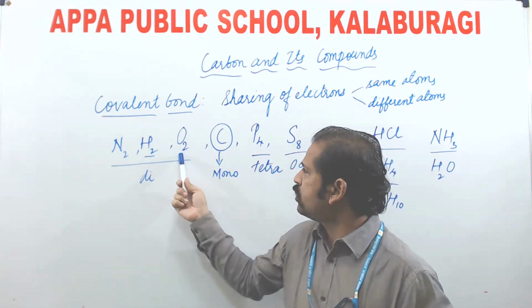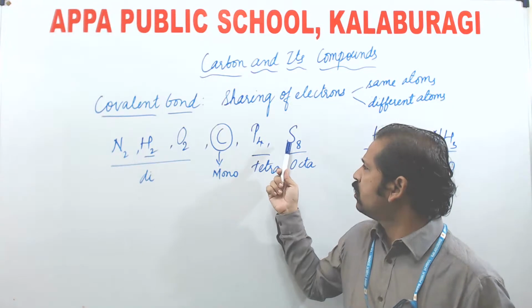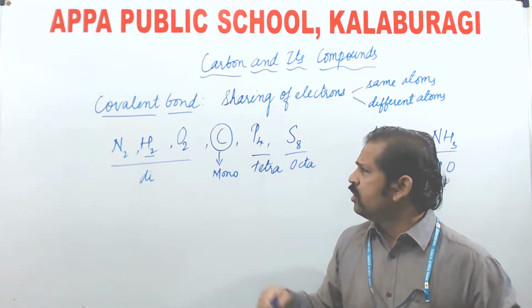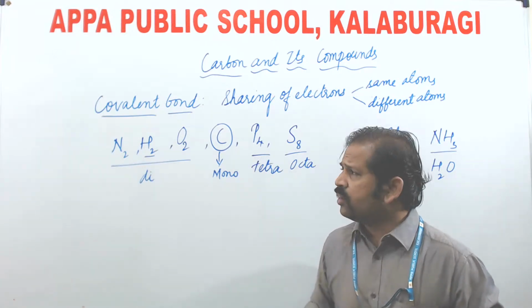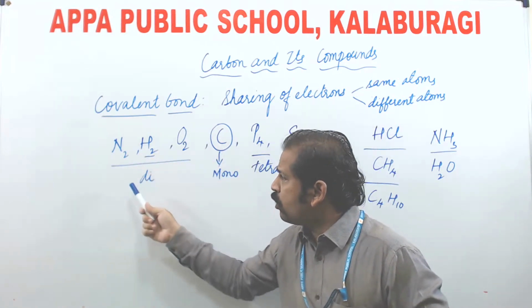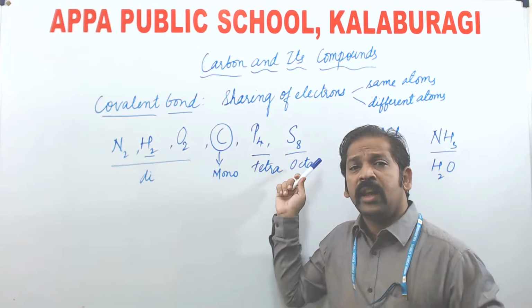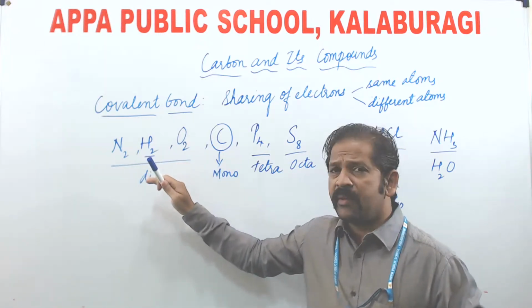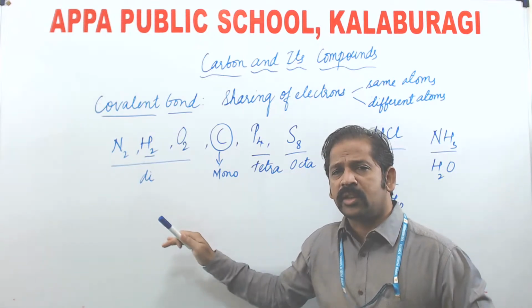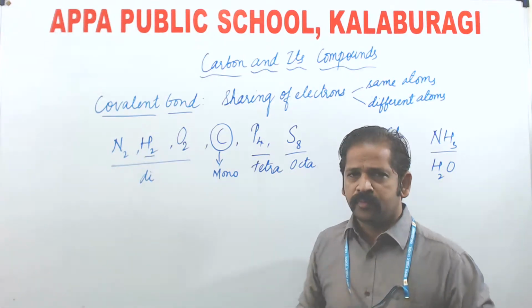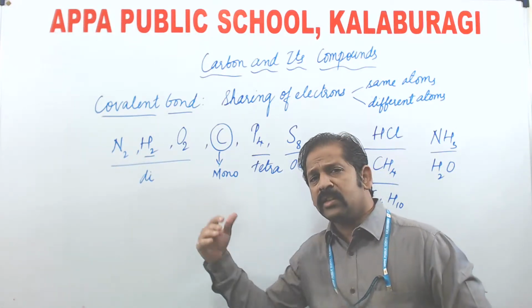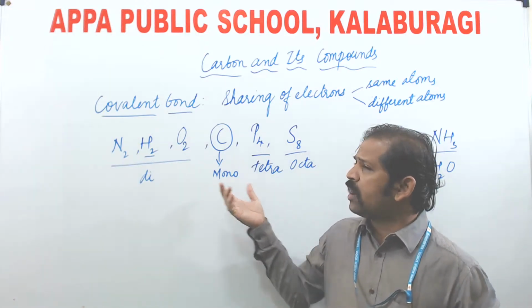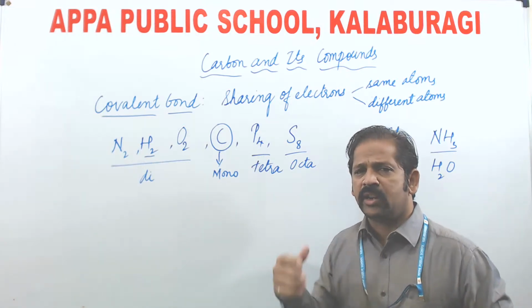Nitrogen, hydrogen, oxygen, carbon, phosphorus, sulfur, they all receive electrons. When they join with each other, they share electrons, because these all have a small number of electrons in the outermost orbit, or excess electrons, so it is highly impossible to donate. So what they will do is share the electrons.